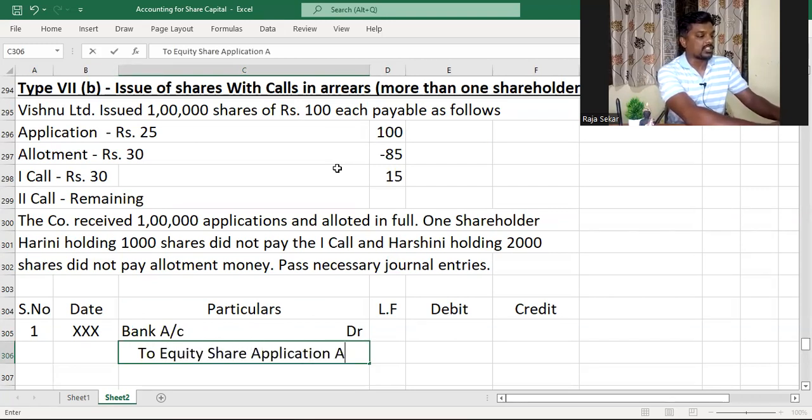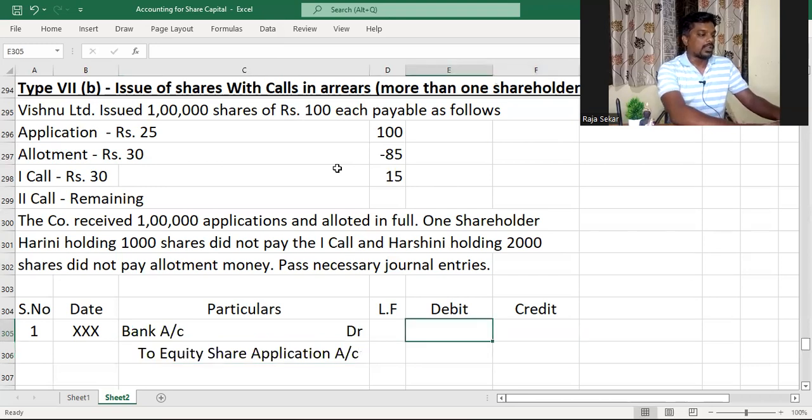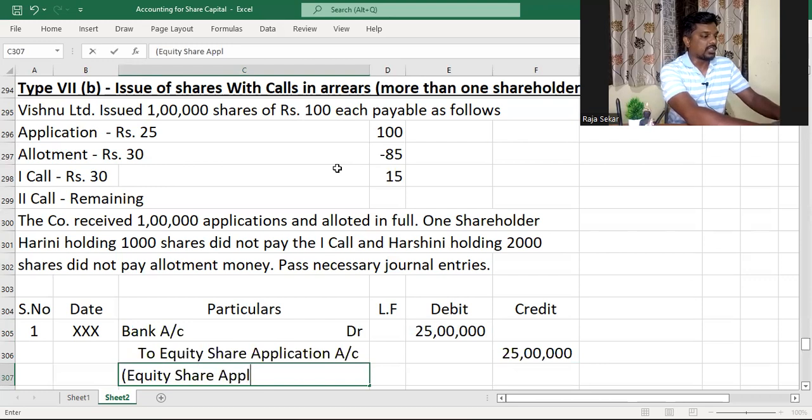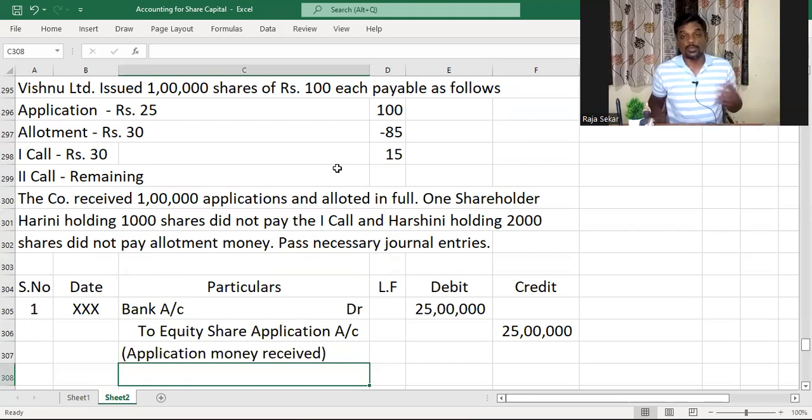Equity share application account, and that is how much, my dear children? Number of applications received into application money per share, that is 25 lakhs. Equity share application money received.